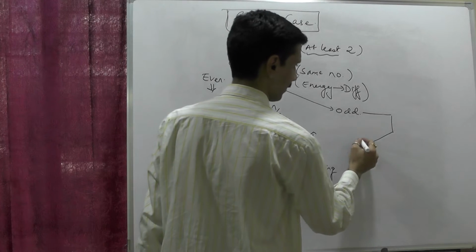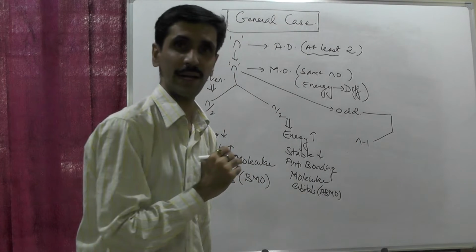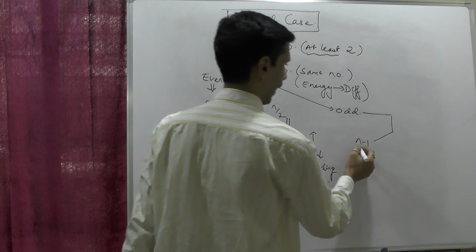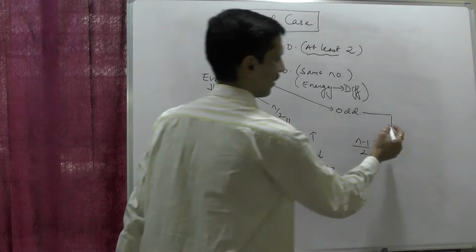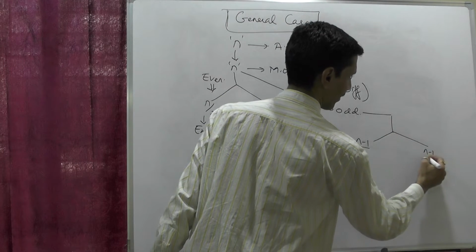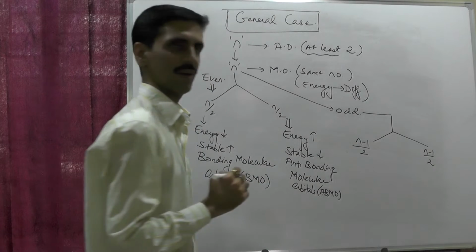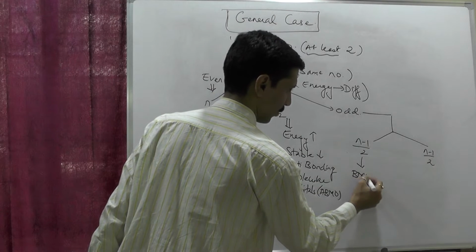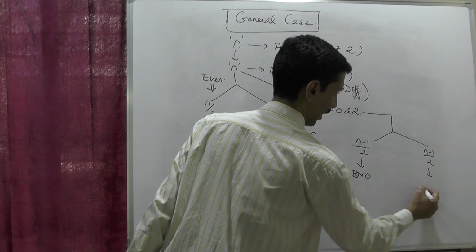So I'm going to subtract that. It gives me n minus 1, and because it is even, I can exactly divide it by 2. So it is (n minus 1) by 2. Similarly, I will be having (n minus 1) by 2. You know very well what I am talking about. Oh yes, it's BMO, and this I'm talking about is ABMO.